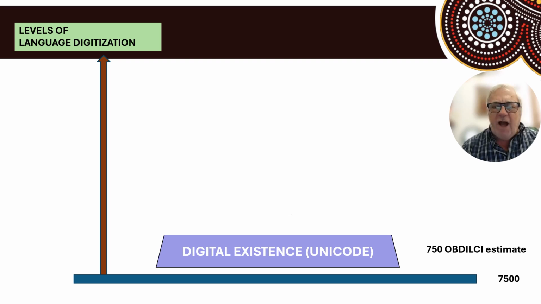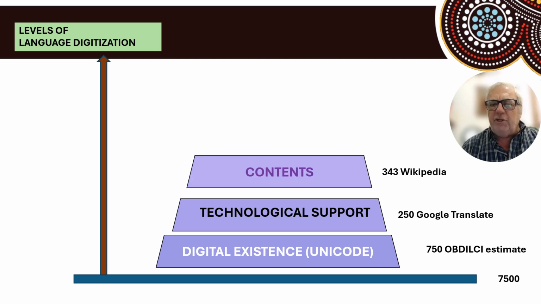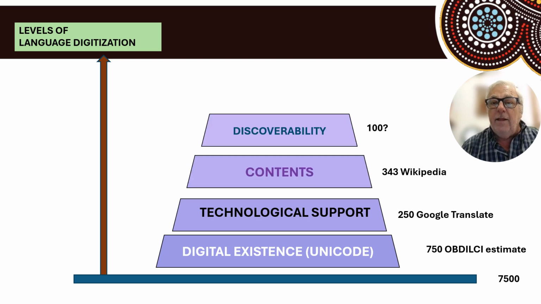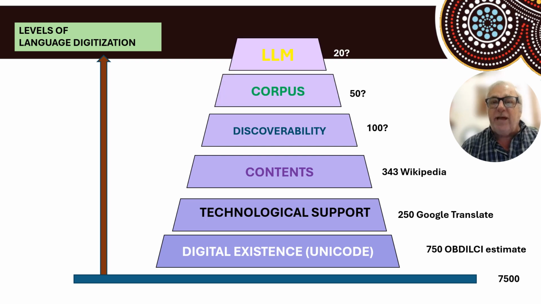750 languages have digital existence. 250 only have support. 343 are on Wikipedia. 100 are discoverable. 50 have a large corpus and only 20 have a large language model. This is the challenge we are facing today.